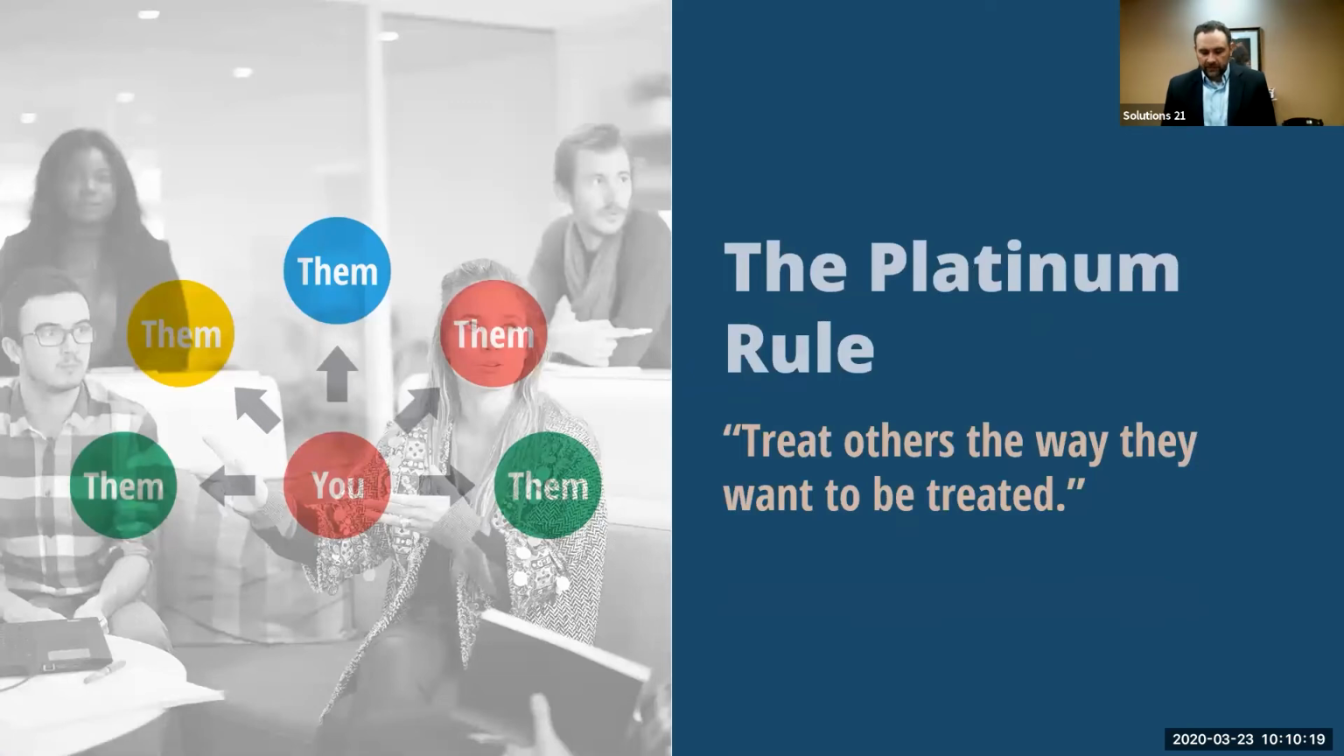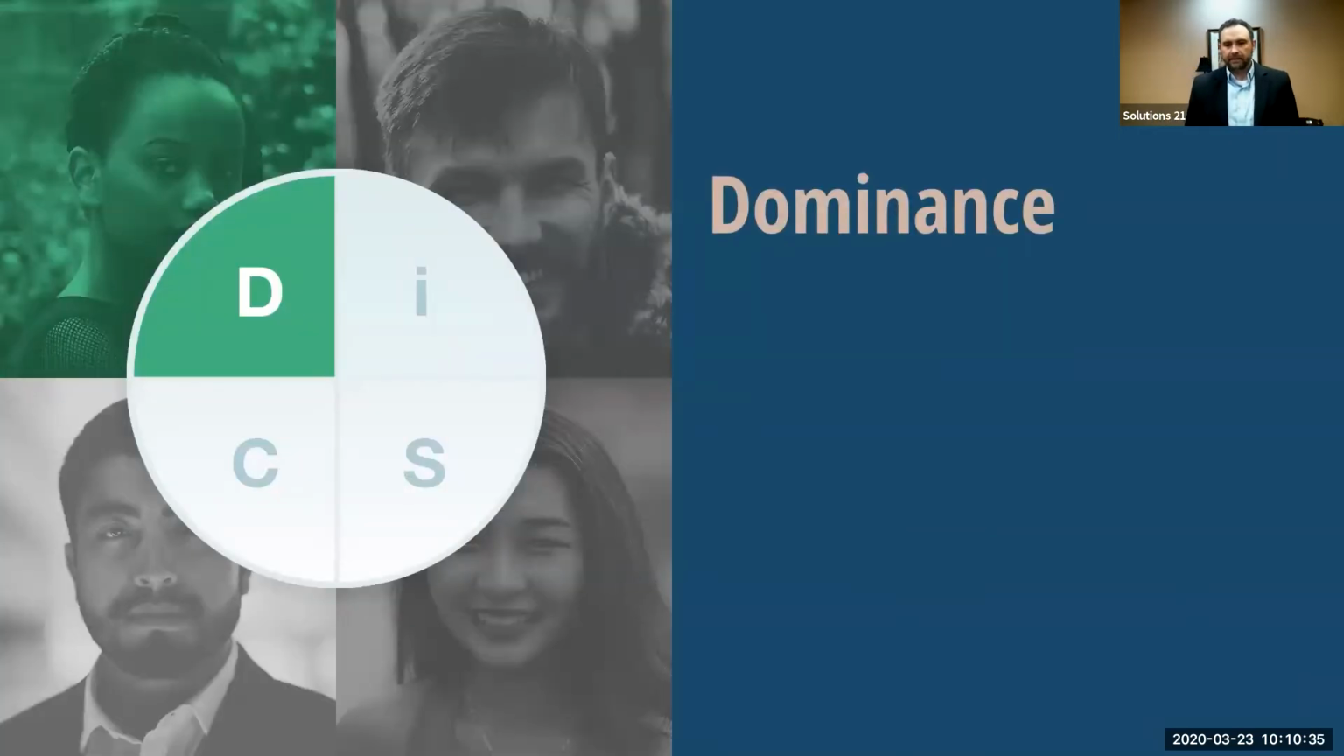So first, the most important element of this: the golden rule is great, right? Do unto others, that's fantastic. But in this case, it's not enough. We really have to treat the way other people want to be treated. So let's talk a bit about what that looks like. All right, D-oriented personalities are going to be driven.